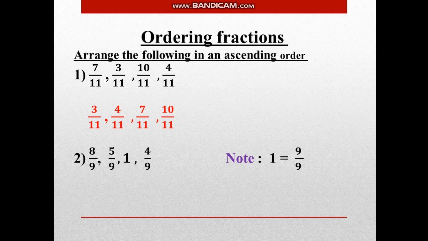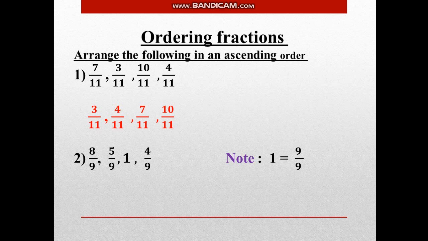We said before we must have equal denominators, so I need this one to have denominator 9. So I will write 1 equals 9 ninths, 9 over 9. Why 9 over 9? Because we must have equal denominators, and all the fractions have denominator 9. So now I can arrange.